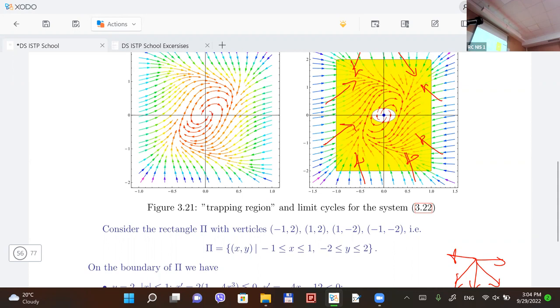Because if we have a fixed point inside, then we cannot come to the conclusion that there is some attractor inside. Maybe the fixed point will attract the trajectories. But if there is no fixed point inside the region, then surely something will attract the trajectories in that region, and that has to be, in nonlinear dynamics, a limit cycle in the plane.